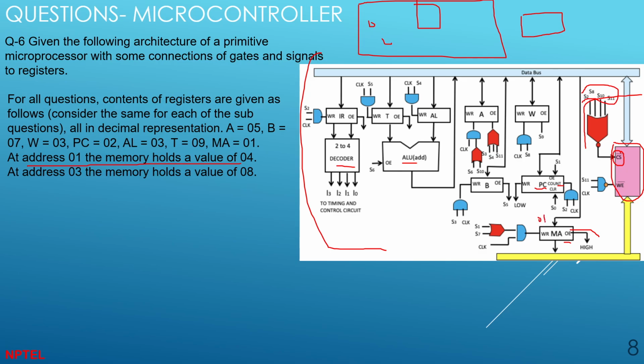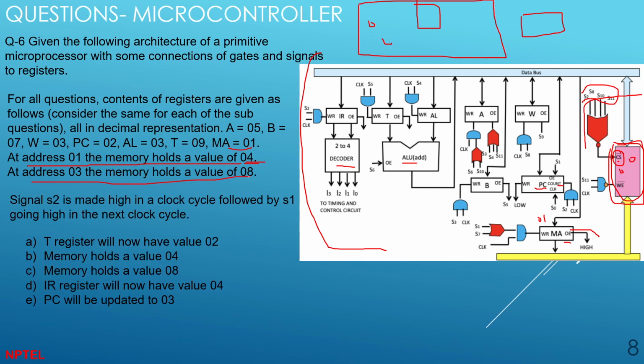When the memory address is 01, it will select some kind of small register. There are different types of registers, so at address 01, there is some register which holds a value of 04. That is what the memory address means. Currently MA is 01, so now this whole memory is holding a value of 04. That is what I want to say. Then at address C, this will hold a different value. Let's move on to the question.